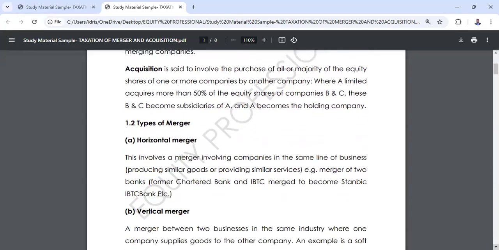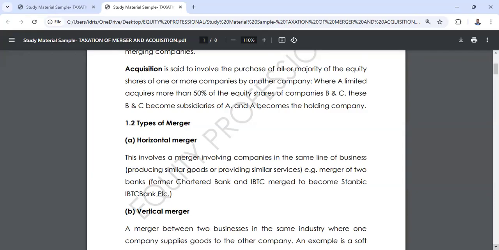Now, let's look at types of merger we have under taxation. Under tax, there are two types of merger: horizontal merger and vertical merger. What is horizontal merger? Horizontal merger means a form of business combination where two companies in the same line of business join together to become a large company.